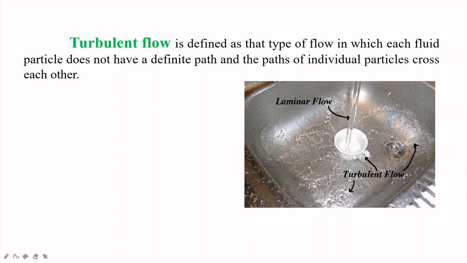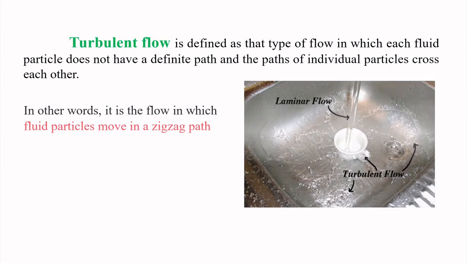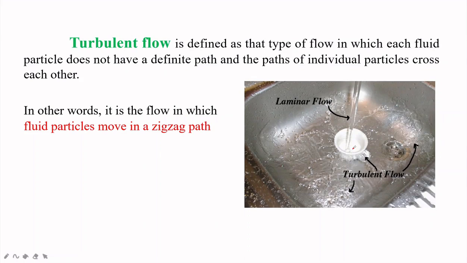It is moving in zigzag fashion. When water moves in zigzag fashion, it is called a turbulent flow. See, water coming from the shower or a faucet of the wash basin is laminar flow. Once it touches the basin, you can see the turbulent flow. It has no well defined path and the paths of individual particles cross each other. This is called turbulent flow. So in other words, it is the flow in which the fluid particles move in a zigzag path. Fine, this was about the turbulent flow.